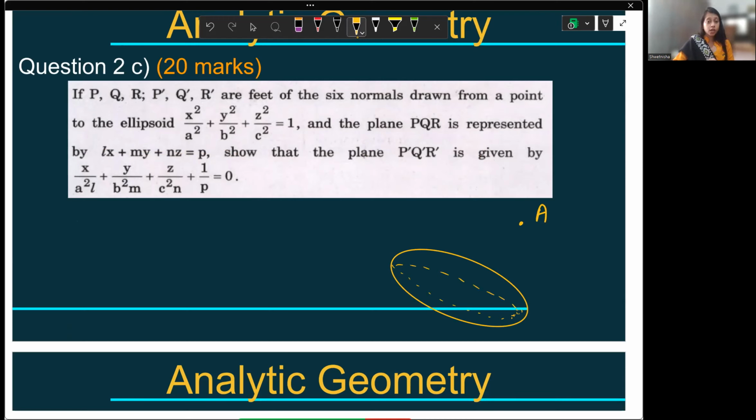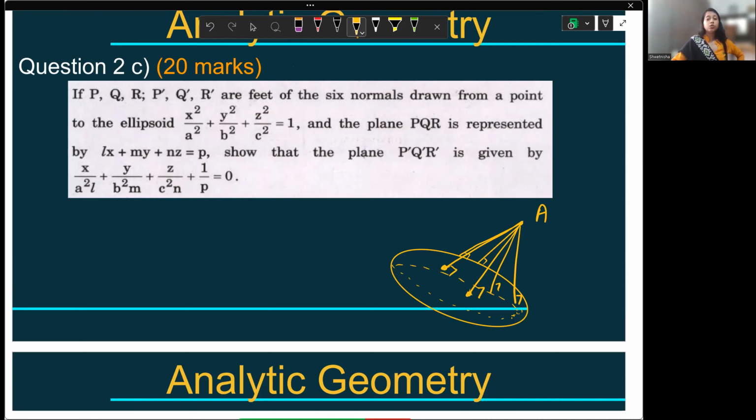From a given point, 6 normals to the ellipsoid are possible. Maybe one in the front side, one in the back side, and one over here, like that. So in total 1, 2, 3, 4, 5, 6. So 6 normals are possible. All these are at 90 degrees to the surface. The feet, meaning the points on the ellipsoid, are P, Q, R, and P dash, Q dash, and R dash.